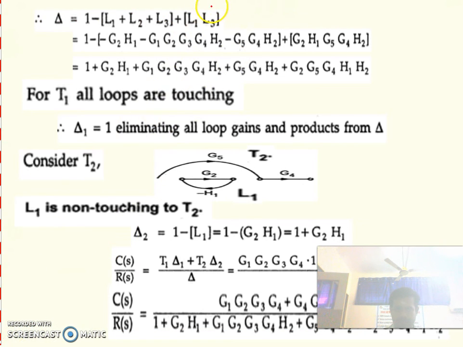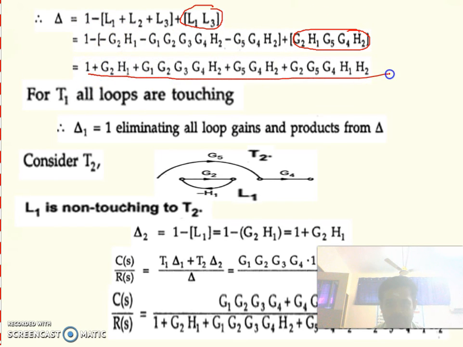The non-touching loops are L1 and L3, and their gain is G2 H1 G5 G4 H2. This is the gain of two non-touching loops. We have substituted the individual loop gains and the non-touching loops here, and we have calculated the value of delta.